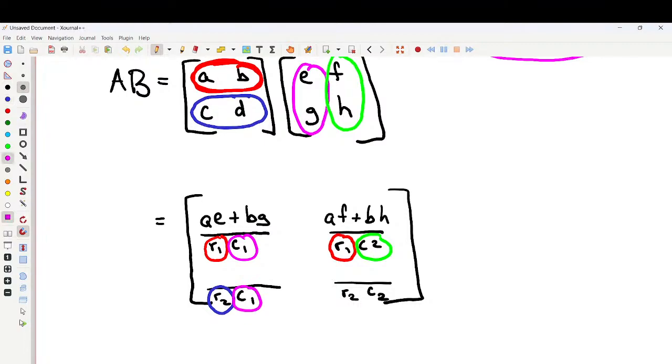So anyone feeling brave? Plus? Yep. CE plus DG. Somebody else? CF plus DH. Yep. All right, that's at least 2 of us, and maybe, hopefully more of us. We'll find out in a minute. CF plus DH.